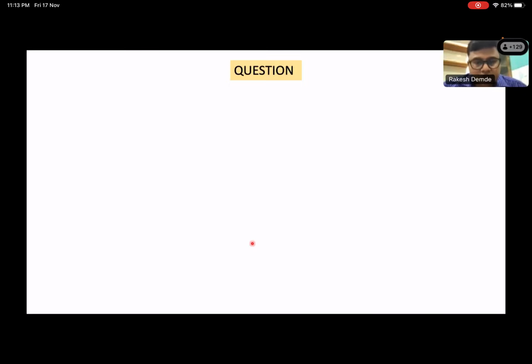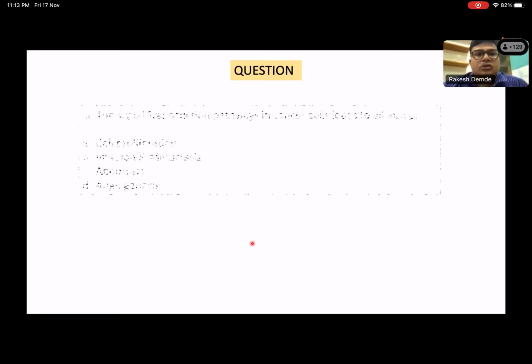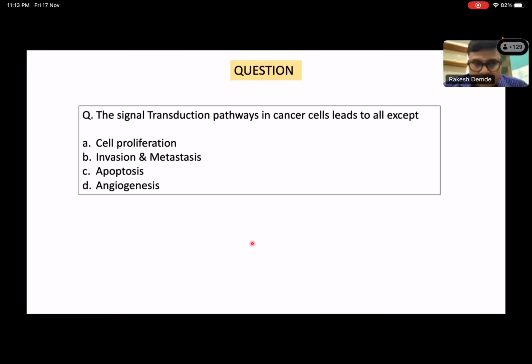Now, based on whatever I have spoken till now, there is one question which the audience has to answer. What are the benefits cancer cells get from the signal transduction pathways, which we have discussed in the previous slide, except one? Option A is cell proliferation, option B is invasion and metastasis, option C is apoptosis, and option D is angiogenesis. You have to select the exception, the advantage the cancer cell does not get from signal transduction pathways.